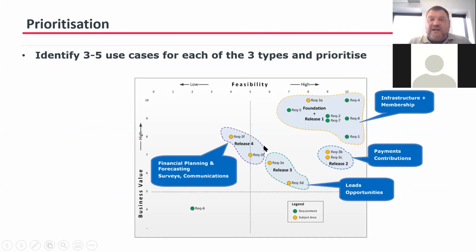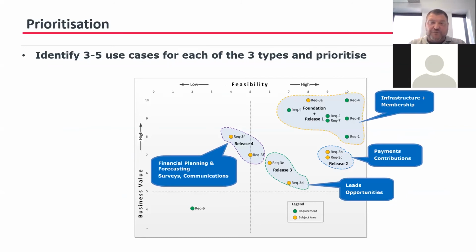What we do, and what we'd love to engage with you guys in after this, is a prioritization session. This simple approach still works. We've done it for a number of years, and it's still a great way of doing it. What we find is people bring together 3, 4, 5 use cases against each of those 3 different types of use case. They come together in a prioritization session.